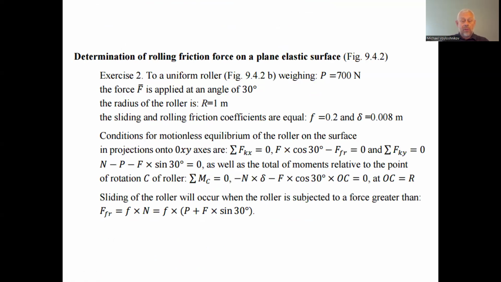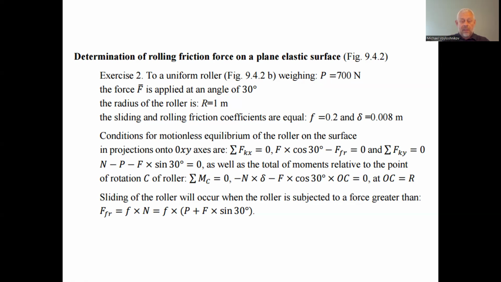Exercise 2: a uniform roller, all about the same, but another one. This roller weighs 700 newtons, a little bit less than 70 kilos mass. The force F is applied at an angle of 30 degrees, the radius of the roller is 1 meter, and the sliding and rolling friction coefficients are given. The sliding coefficient for dry friction is 0.2, and the rolling resistance factor is 0.00 meter. Find the conditions for motionless equilibrium of the roller on the surface.